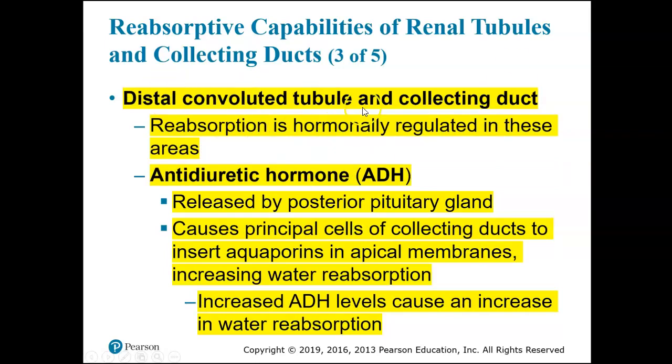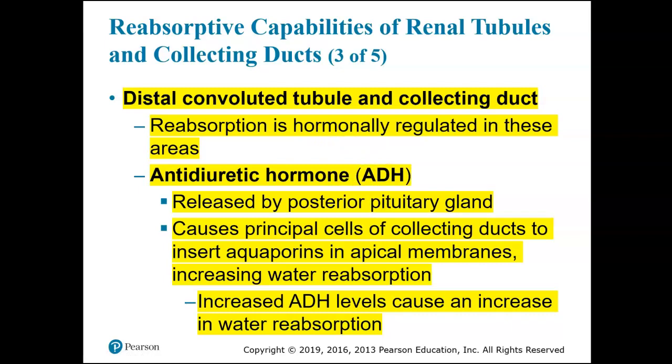And then you get to the distal convoluted tubule and the collecting duct. Here we have mostly what's going on as secretion. Any reabsorption that happens as far as materials that are moved from the filtrate back into the blood, this is regulated by hormones. And one of the most important, you may even say the most important hormone that regulates reabsorption at the DCT is called ADH, or anti-diuretic hormone.